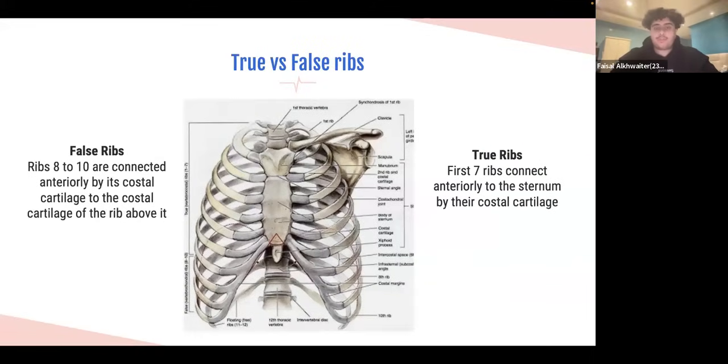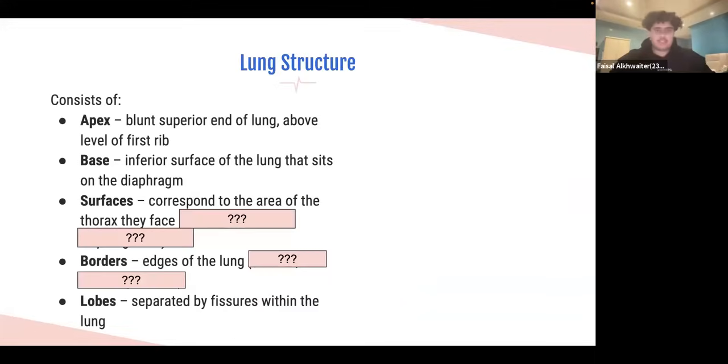So let's talk about true and false ribs. We can classify ribs into true, false, and you can also classify the 11th and 12th as floating ribs. So ribs 1 through 7 are true ribs, because they attach anteriorly with a costal cartilage, and then ribs 8 through 10 merge together to make one costal cartilage connection point with the sternum. So now let's jump into the lung.